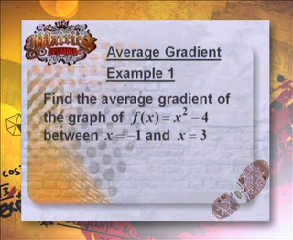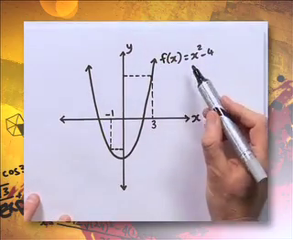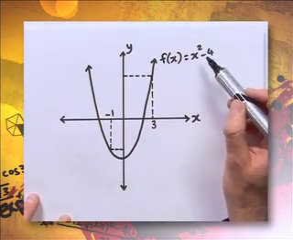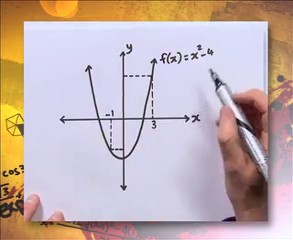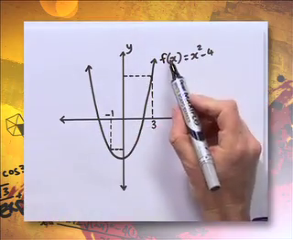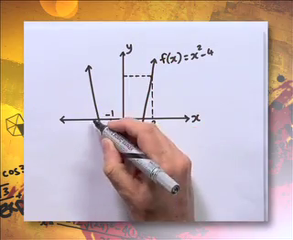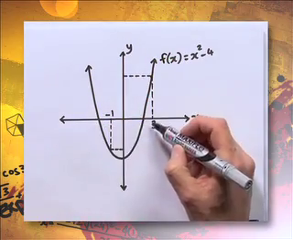Now what we're going to do is go to a sheet of paper, and I've drawn the parabola x squared minus 4. We weren't really asked to sketch it, but for the sake of explanation, the x-intercepts would be minus 2 and 2. But we're not really worried about these at the moment. We're looking at the average gradient of the parabola between 2 points.